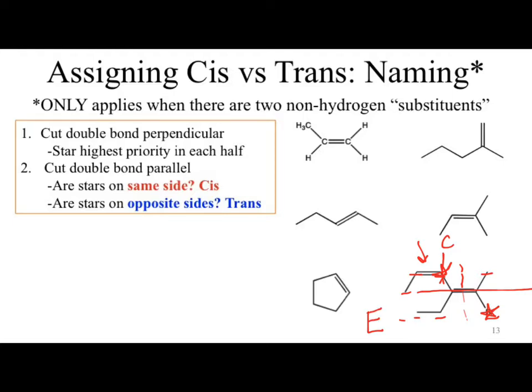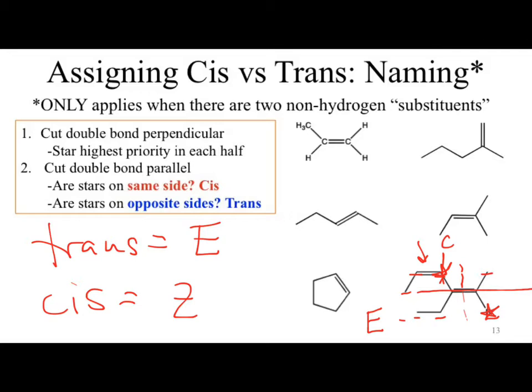The way that I memorized them: trans equals E, cis equals Z. The only way that I really remember the difference between those two is that for some reason I can remember cis and trans just fine, but Z and E I always get backwards. For Z, think on the same side. Okay, as dumb as that may sound.